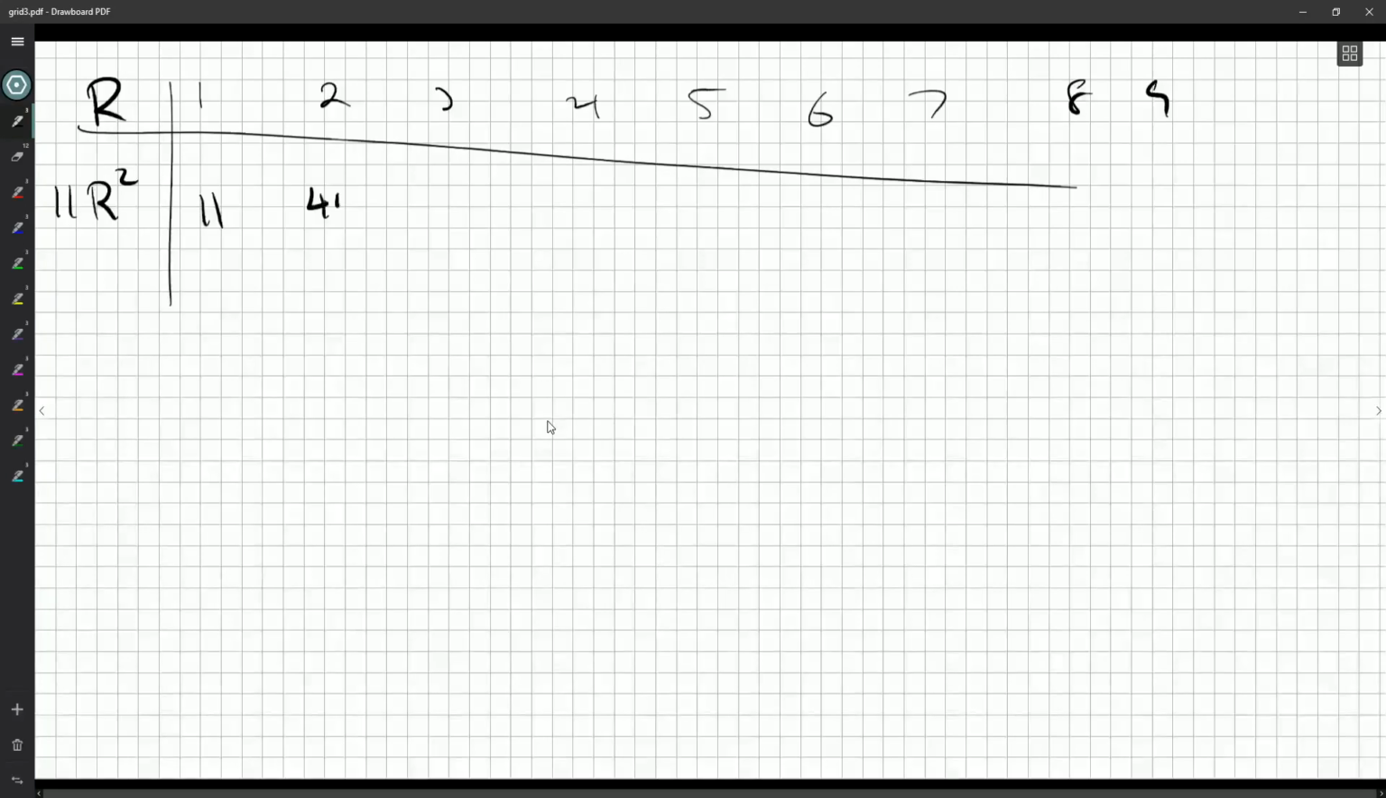So this would be 44, 99, 176. 25 times 11 would be 275. Oh, that could have been a disaster. 396, 49 times 11, 539. I don't want to try and carry these in my head, so I'm just going to bust out the calculator. 64 times 11, 704, and then 81 times 11. That should be 891.